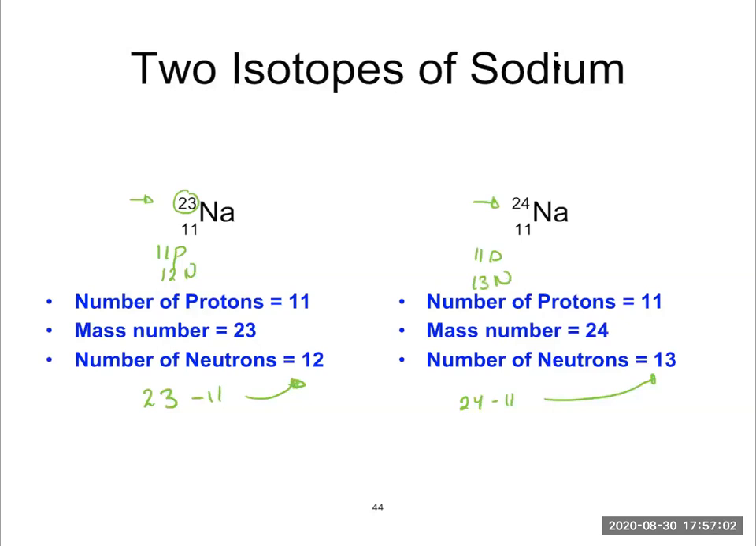Okay, what if I ask you how many electrons? What if I said this one is plus and this one isn't? This one, since it doesn't have a charge, is going to have 11 electrons. But this one, since it has a charge, is going to have 10 electrons because it gave one up. So make sure that you understand this topic because it's going to come back.